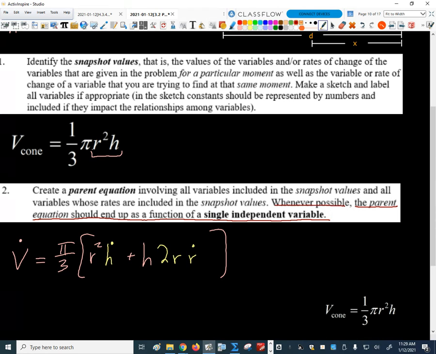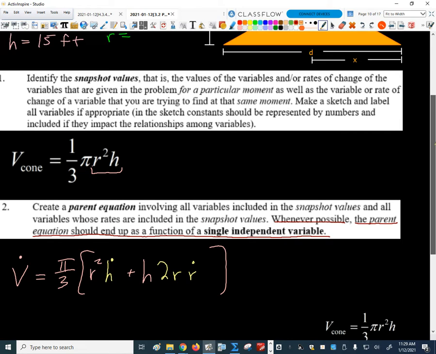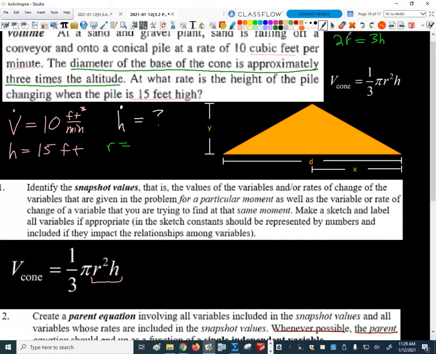Well, we could do that, right? How about if we just used this secondary equation up here? So we could rewrite this. If I solve for r, I get r equals 3/2 h. I could just make that a substitution equation, couldn't I? I could just plug that value in for r, and then I would have the volume as a function of only h. That is huge, right? That's what we want to do. We always want to try to write our parent function as a function of a single variable, okay?